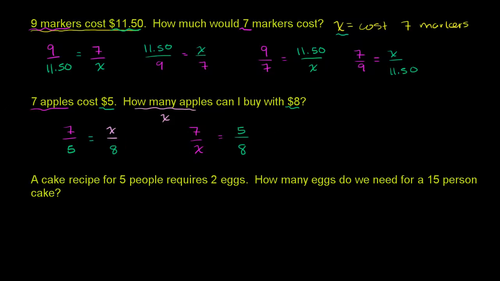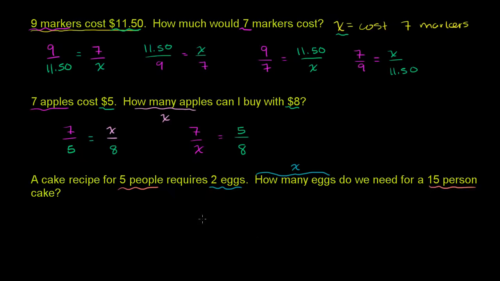Now let's do this last one. So we have a cake recipe for 5 people. I'll use new colors here. A cake recipe for 5 people requires 2 eggs. How many eggs? So we want to know how many eggs. So this we'll call x. And you don't always have to call it x. You could call it e for egg. Well, e isn't a good idea because e represents another number once you get to higher mathematics. But you could call them y or z or any variable, a, b, or c, anything. How many eggs do we need for a 15-person cake?